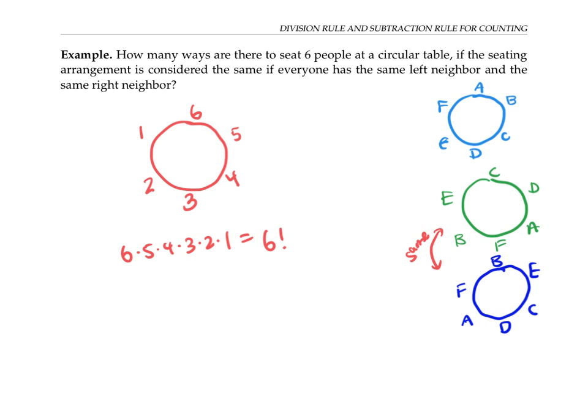So how can we fix that? We just divide by 6. So the actual number of ways is going to be this number divided by 6, which is the same thing as 5 times 4 times 3 times 2 times 1, or 5 factorial, which works out to 120. We use division to get rid of the overcount because we counted each way 6 times over.